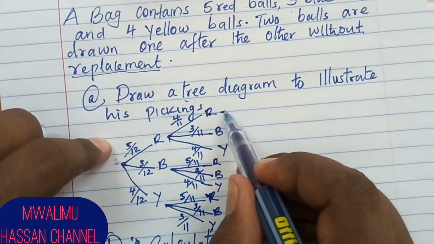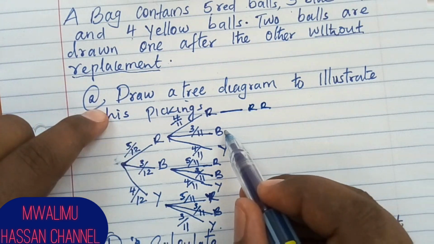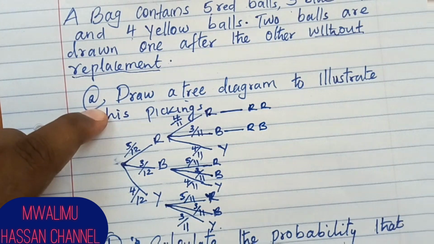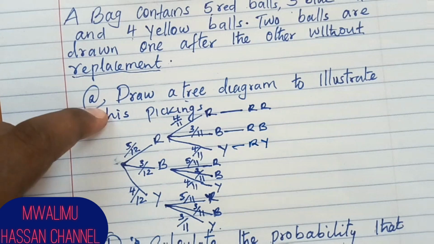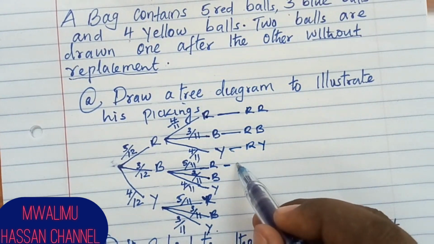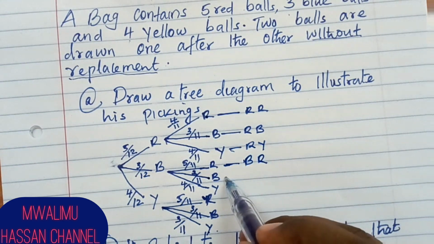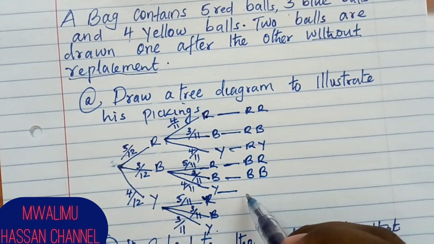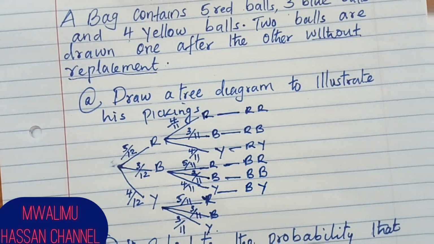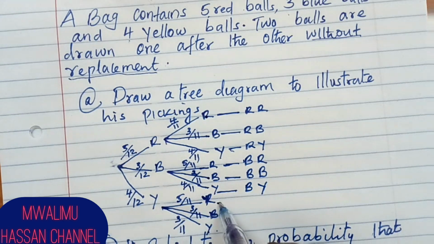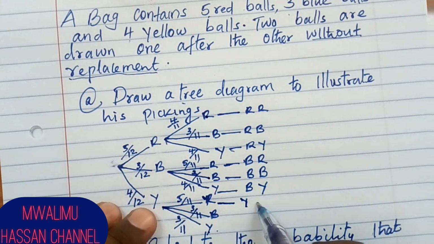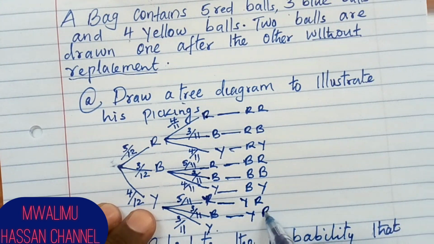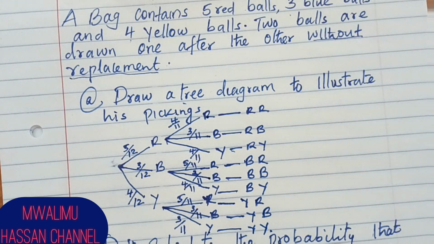Okay, so the first 2 balls can be red, red, or red, blue, or red, yellow, in that order. Or the balls can be, first we can have blue, then followed by red. We can also have blue, then followed by blue. We can have blue followed by yellow. Then for the third type, you can pick the first one as yellow, then red, yellow, blue, then we have yellow, yellow. So that's how you illustrate the pickings using a tree diagram.